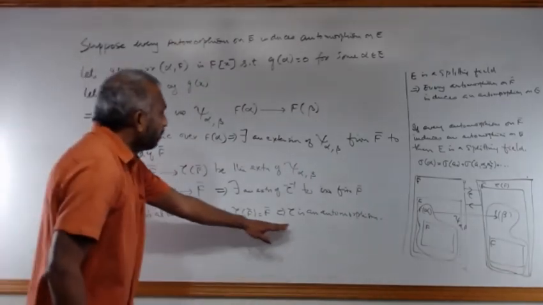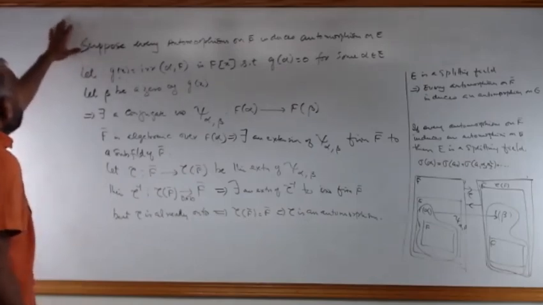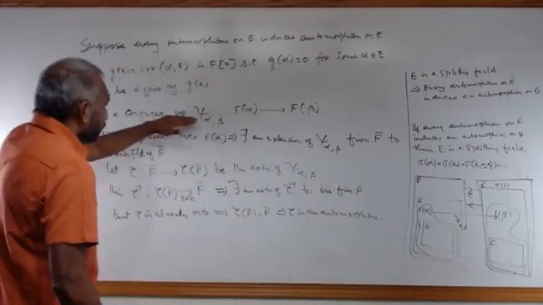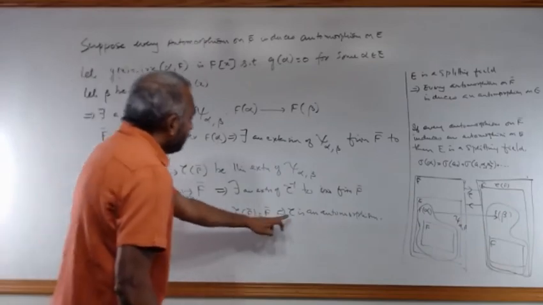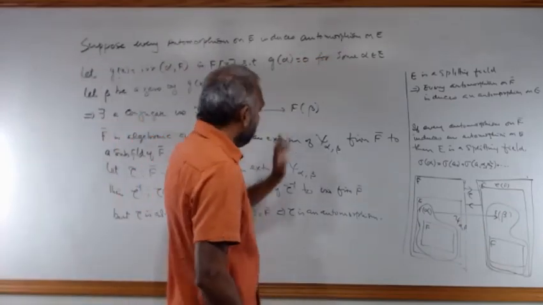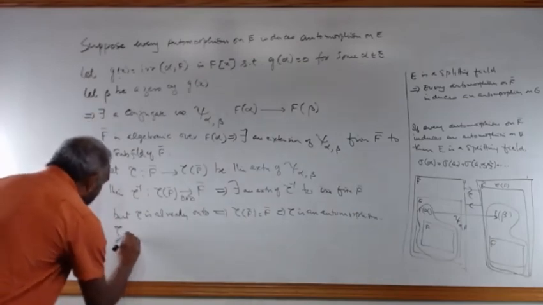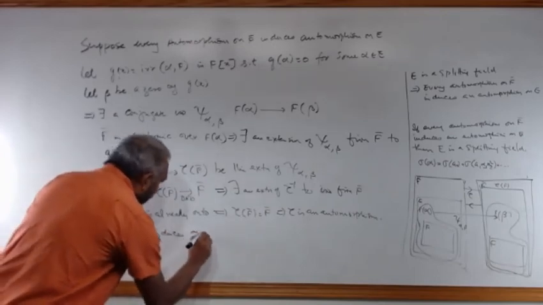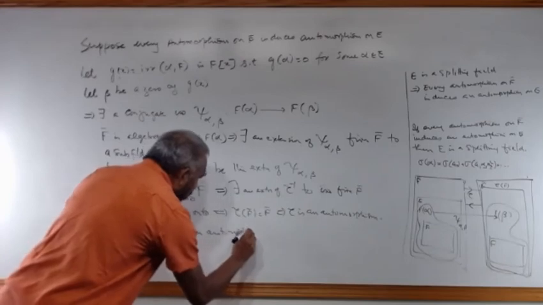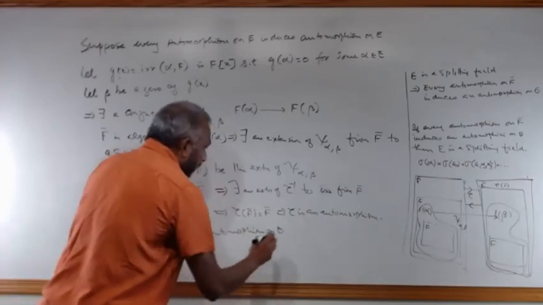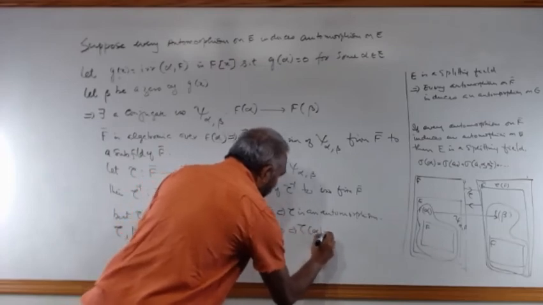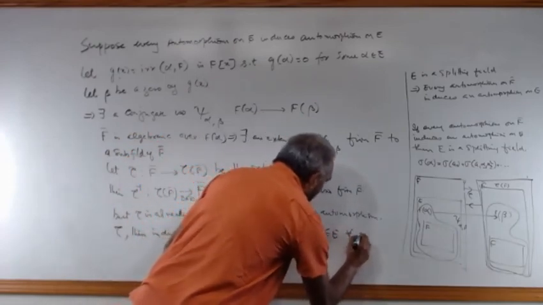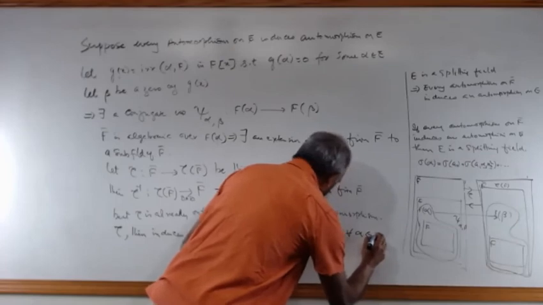We are creating an automorphism because we are given that every automorphism induces an automorphism on E. So from the existing isomorphism, we created an automorphism. Now we know that this automorphism tau induces an automorphism on E. That implies tau of alpha belongs to E for all alpha in E.